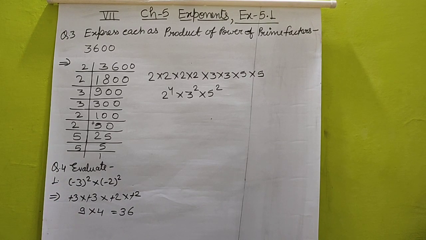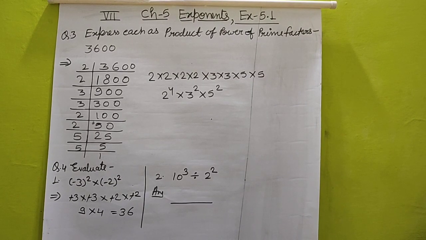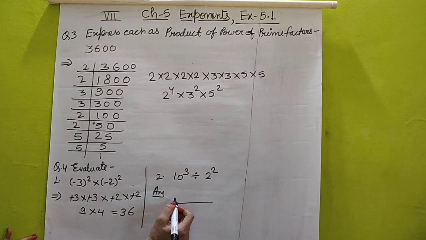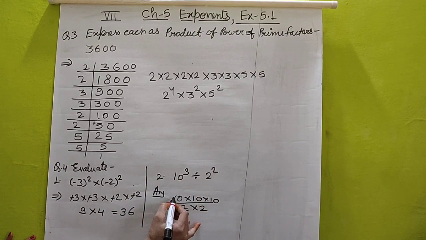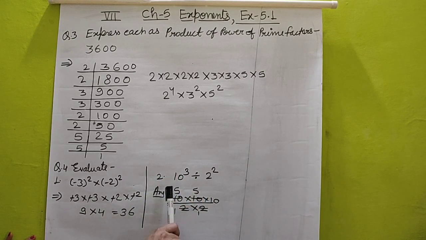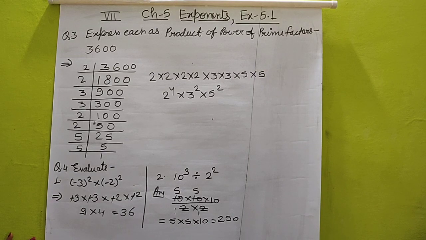Now the second part of question number 4. In the second part students, what is given? 10 raised to power 3 divided by 2 raised to power 2. So first of all we write 10 multiply 10, and then 2 multiply 2. Now we can use the cutting method. 2 ones are 2, 2 fives are 10, 2 ones are 2, 2 fives are 10. Now upside what is there? 5 multiply 10, and downside only 1 multiply 1. So it will be 5 multiply 10. It means students, it will be 250 because 5 fives are 25 and 25 multiply 10 is 250.